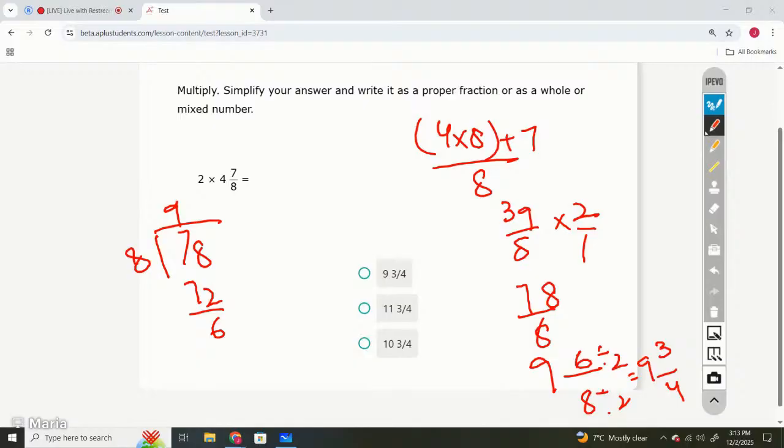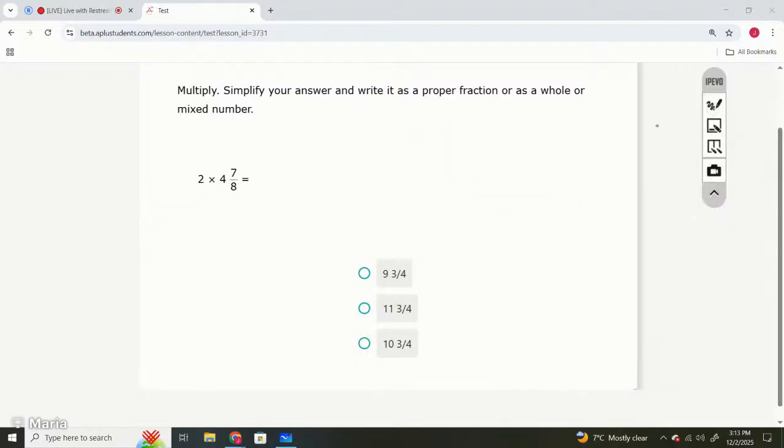The correct option is 9 whole 3 by 4. Option number 1 is the correct option. Very good. If you guys are not guessing, that's very good.